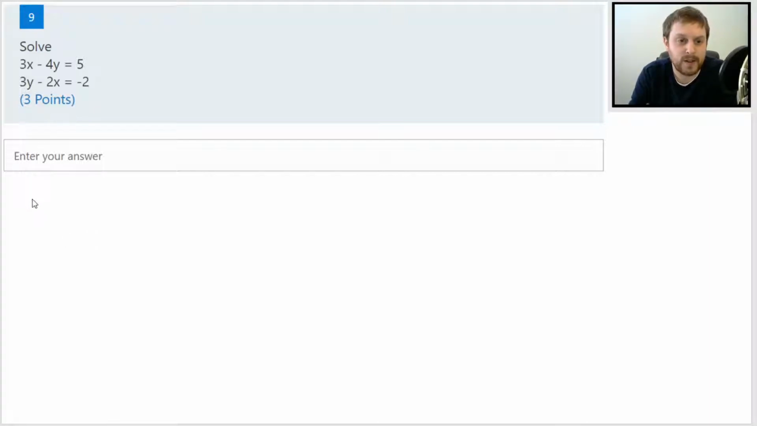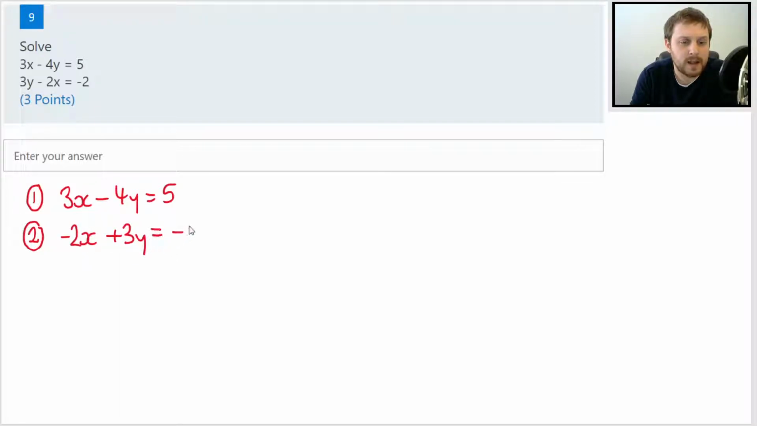And the very first thing I will do is write the equations out. So number 1 is 3x minus 4y equals 5. And then number 2, I'm going to write minus 2x plus 3y is minus 2. So I've changed the order here. I've written the minus 2x at the front plus the 3y. That's so that the x's and the y's are in the same order, and you can have a think about what to times the first one and the second one by.